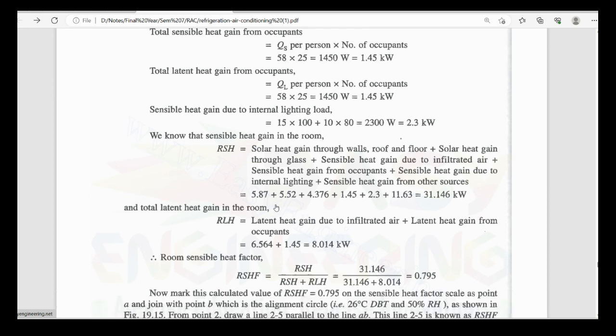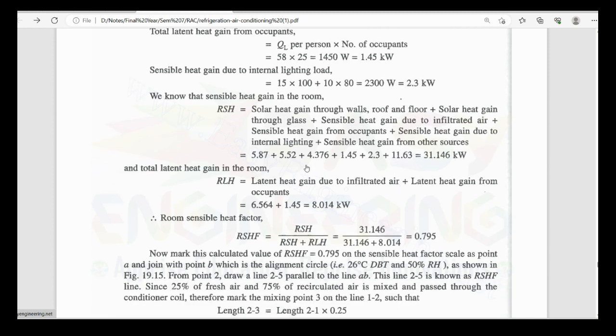Now we know the sensible heat gain in the room. So for the total room we can add all these values, and we get 31.164. An important point here is that we have to add 11.63 kilowatt, because in the numerical they have given that extra heat is added, so it should be added here. Similarly we can calculate the room latent heat, that would be 8.104 kilowatt.